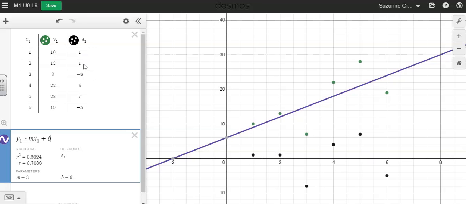It also tells me how far away my data value is from the line. So this (1, 10) was 1 unit above the line. The point with residual negative 8 was 8 units below the line. So positive values mean that those are my points that are above the line, and negative values means that those are the points below the line. So now I have two different ways that I can assess the fit of my line. I can look at the residual plot, and I can look at the correlation coefficient.